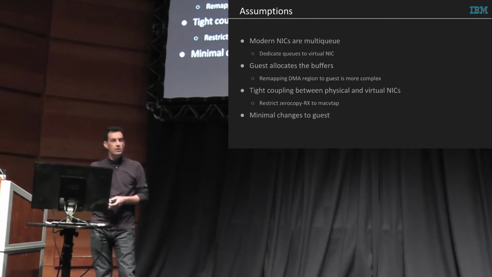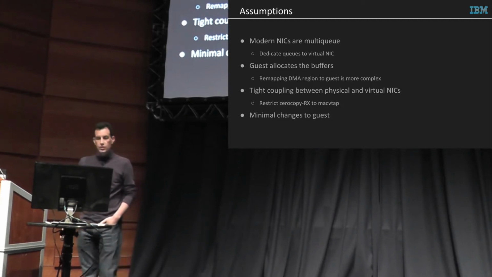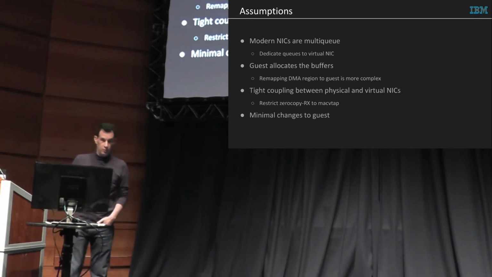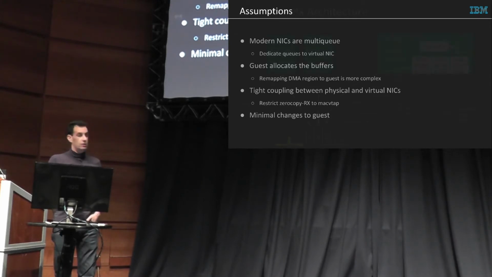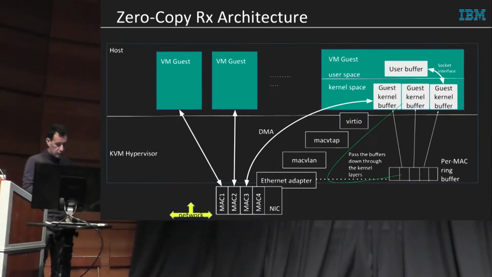Since Zerocopy RX requires tight coupling between physical and virtual queues, we decided to restrict our implementation to MacVTAP only. And our goal was to minimize changes to the guest, and if possible, avoid them altogether. It didn't work out, though.